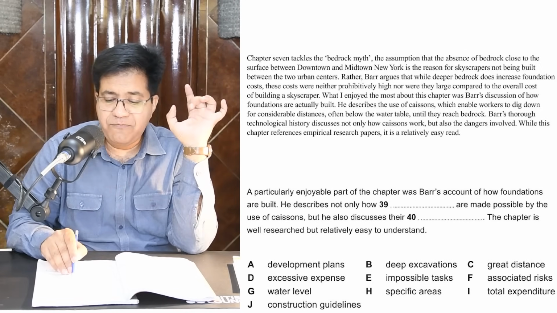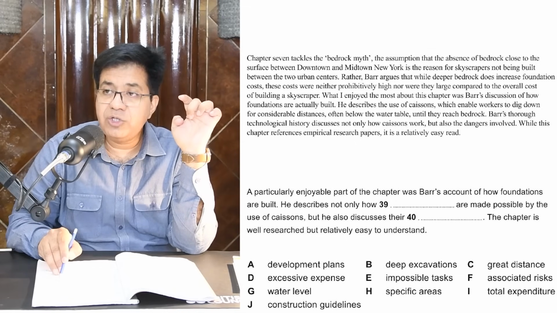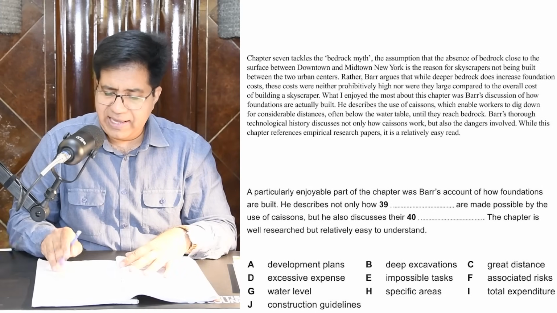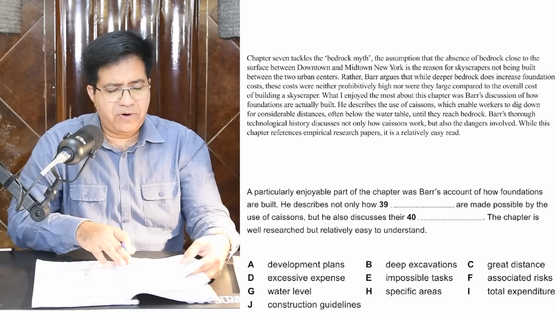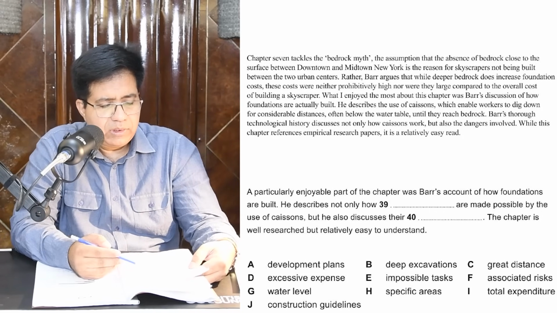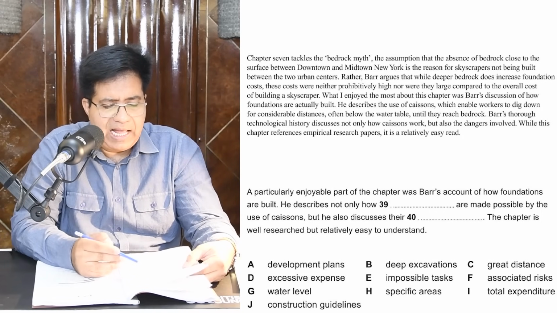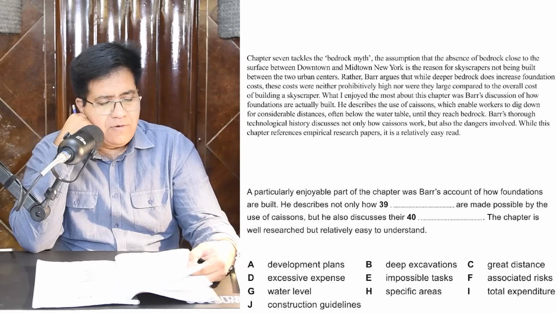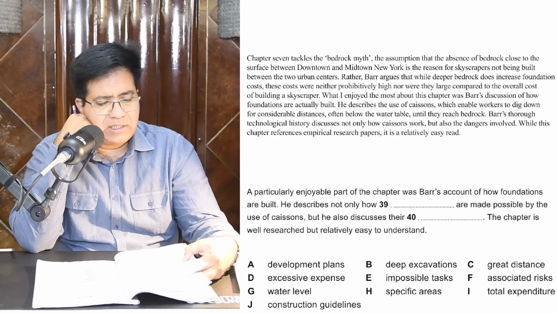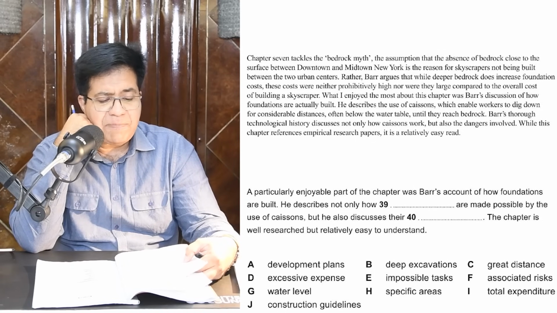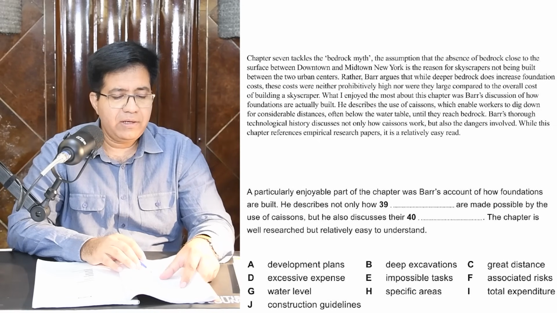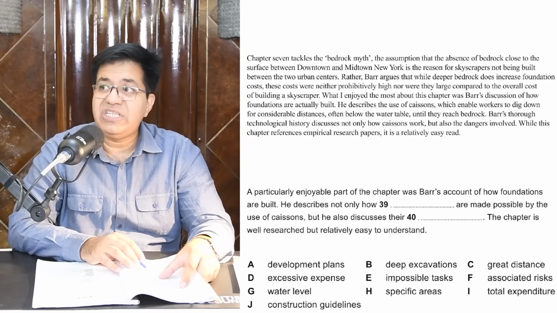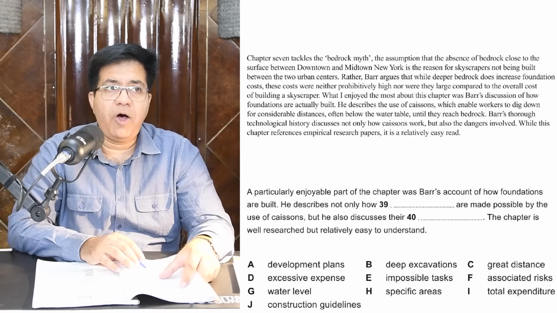What do they do with it? Which enable workers to dig down. Dig down means to excavate and all that. To dig down. Now look for something for dig down. He describes not only how dig down are made possible by the use of cation. Dig down. Well done. Dig down is actually option B, deep excavation. Well done. Dig down and deep excavation. Dig is excavate and down is deep. So correct answer is option B.